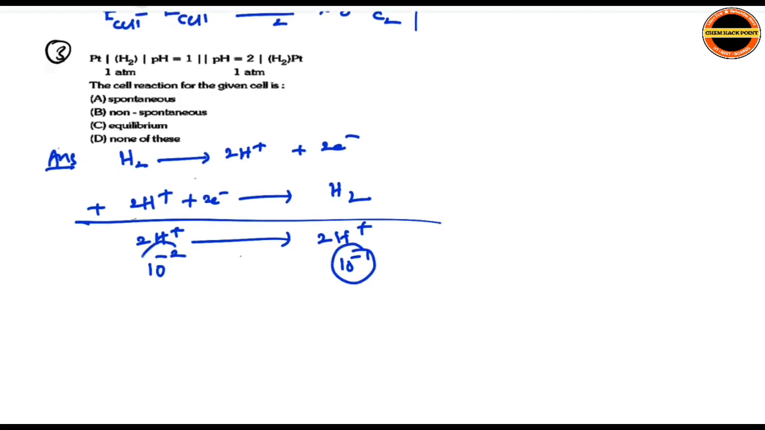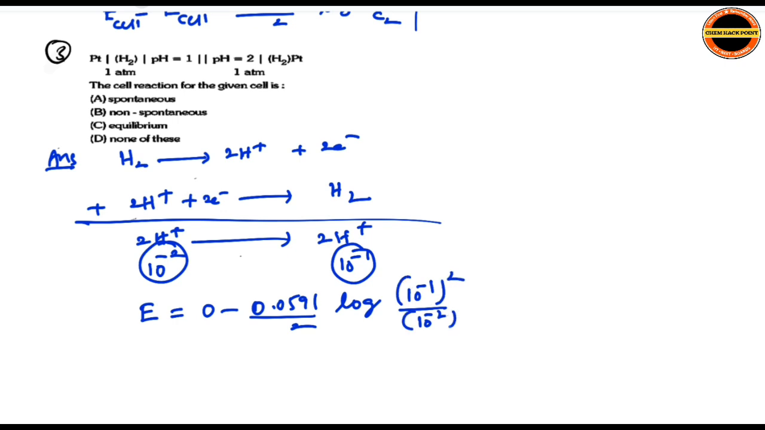So this part we already know. If pH is 2, then the H plus ion concentration is 10 power minus 2. For a concentration cell, I am directly writing 0 for E naught cell, then 0.0591 by 2, since 2 electrons are involved, times log of H plus concentration on the right-hand side by H plus on the left-hand side. Here it is whole square, because it is 2H plus.